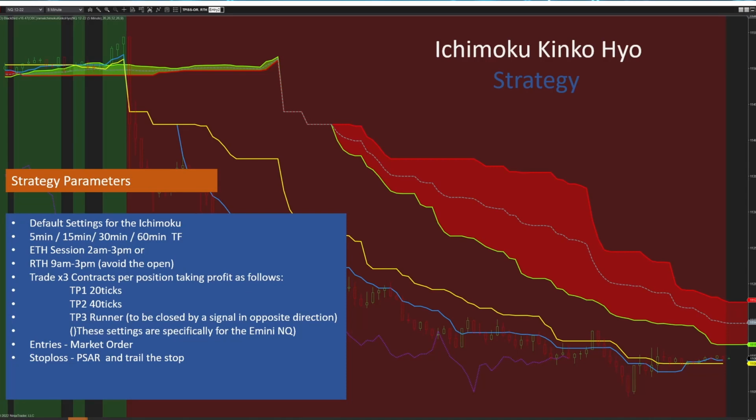As for entries, I've set the algo to open at market orders, and for the stop loss, I've used the parabolic SAR, and it trails the price. So for instance, if you've made some money and price comes back on you, you are protected by the parabolic SAR as long as price has moved.